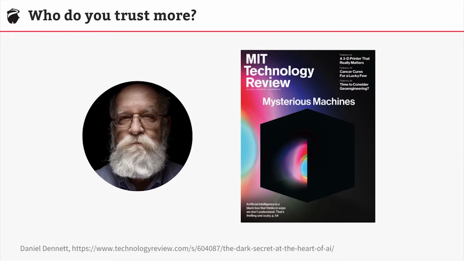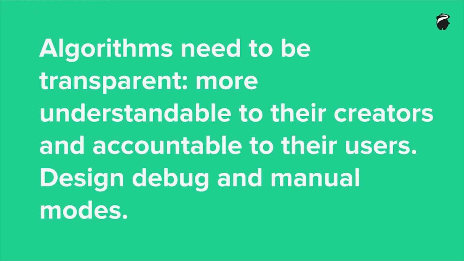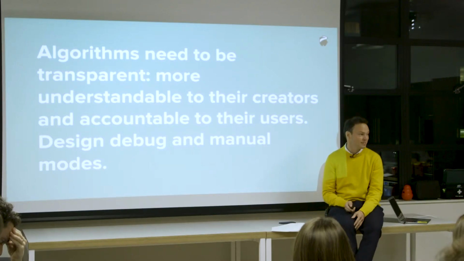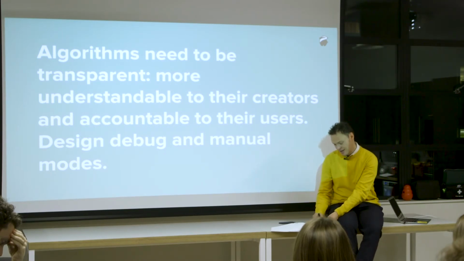So no matter how clever a machine seems, if it can't do better than us in explaining what it's doing, then don't trust it. The algorithms need to be more transparent, so they're understandable to their creators and accountable to the users. So we need a debug or manual mode, really. Is it something that's safe to use, to publish? And from a user perspective, can I entrust it with my health or my finances?